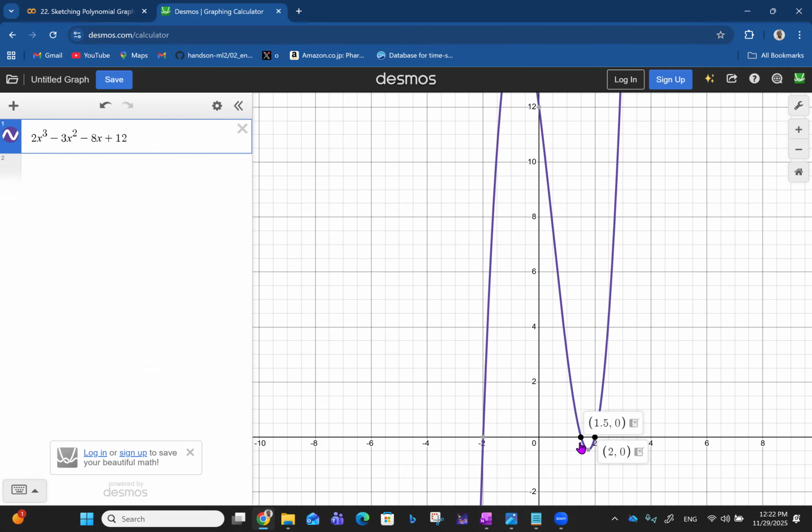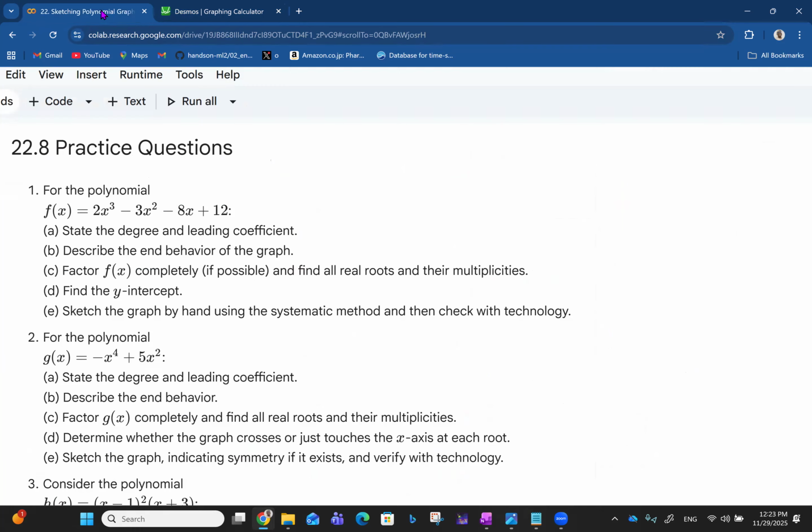Of course, I'm correct with the crossing over because the multiplicity is 1. And the minimum point here is roughly 1.75 something. Okay, I didn't bother about that actually. Yeah, so that's about it right there.